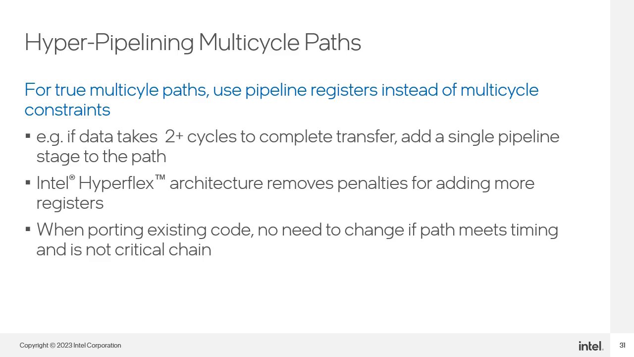That being said, this recommendation really applies to new code. If you have existing code that uses multi-cycles, it would be a lot of work to try to go through the entire design to implement this practice. So in that case, if the path shows up as a part of a critical chain limiting performance, then you can work on replacing the constraint with pipeline registers.